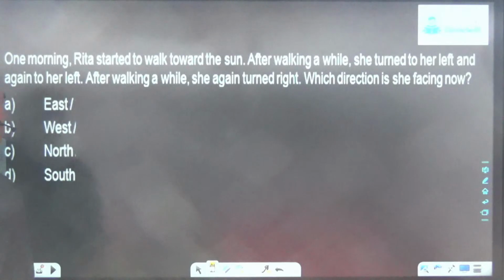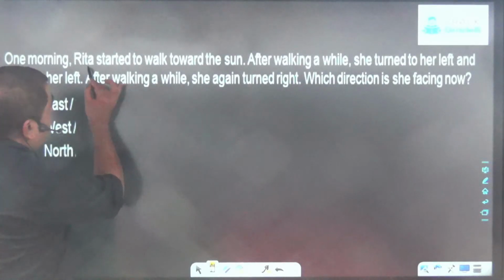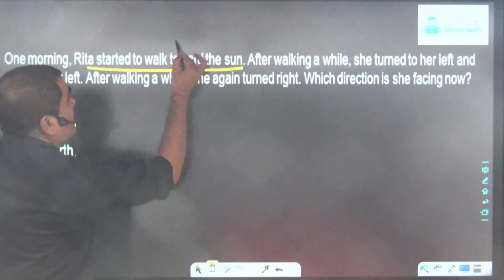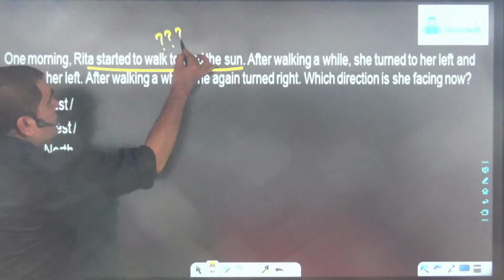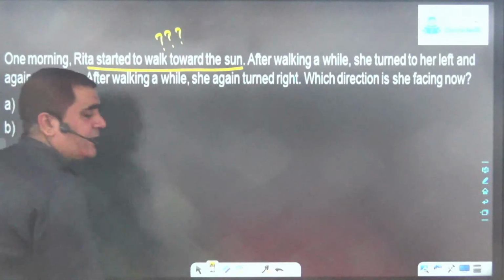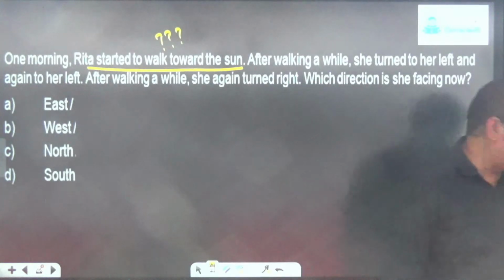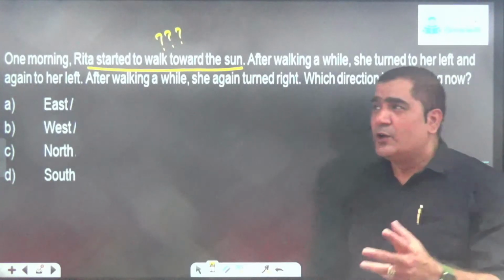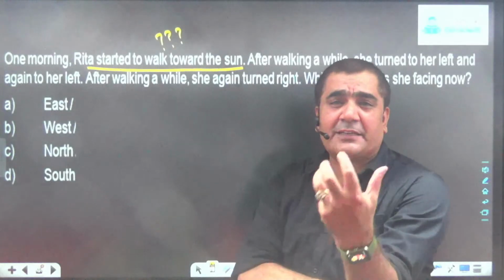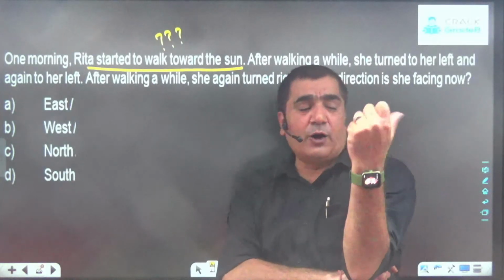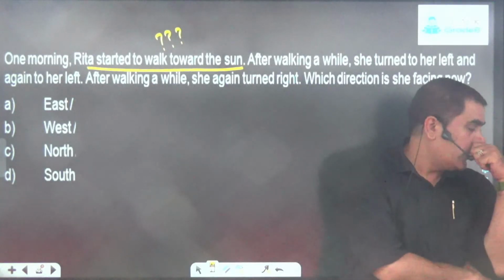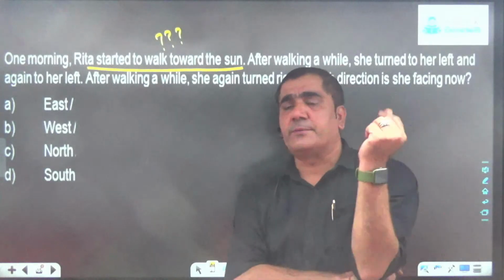Now here see what they are saying. One morning Rita started to walk towards the sun. Rita started to walk towards the sun means what? In which direction she started her journey? How to get the answer for this one?